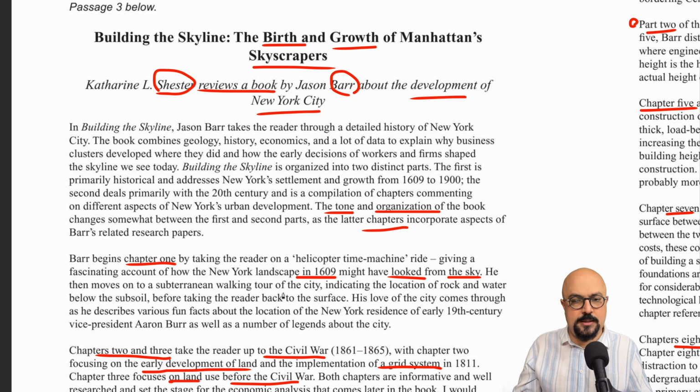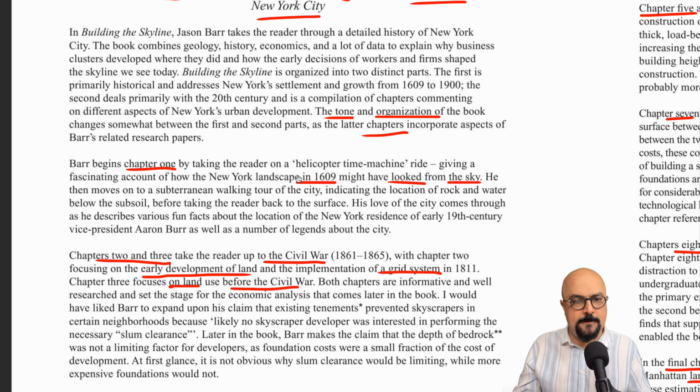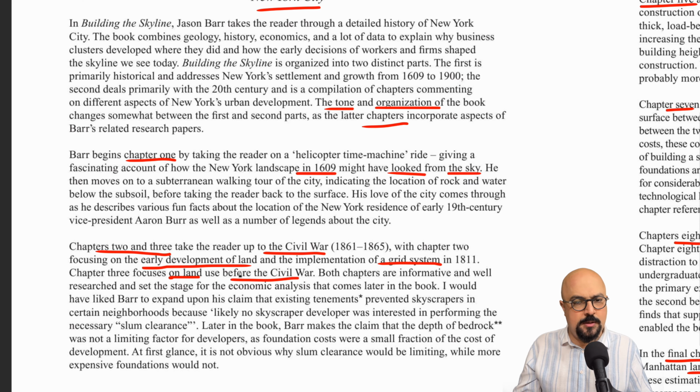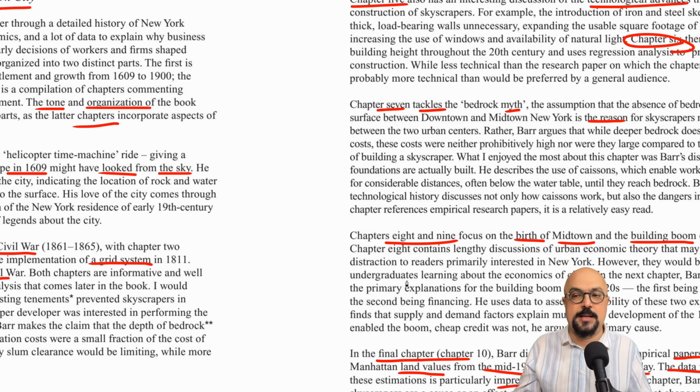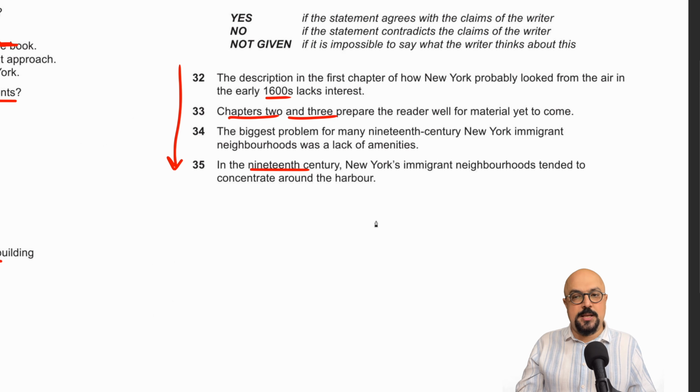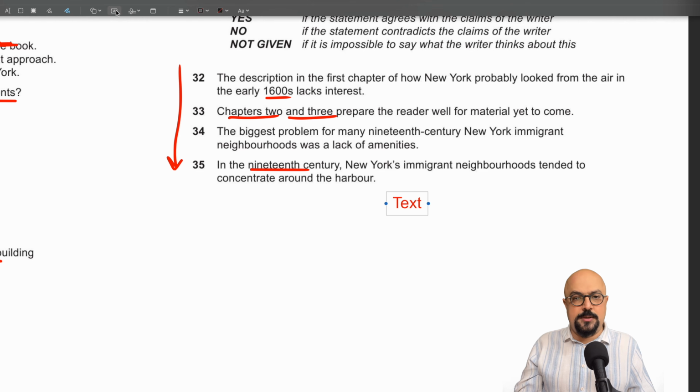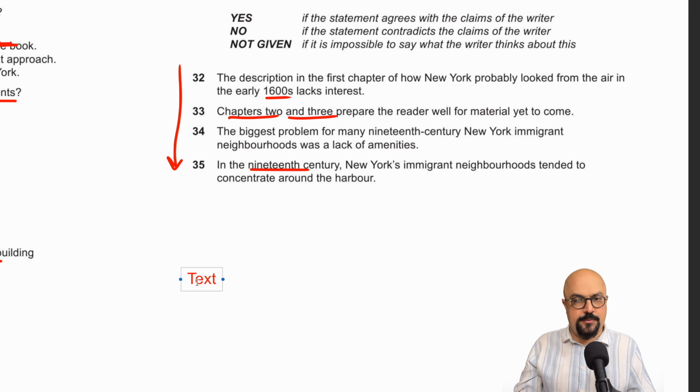And let's look at that again. Okay, both chapters 2 and 3 are informative and well researched. And okay, here's the point: set the stage, prepare the reader for the economic analysis that comes later in the book. Yes, exactly. So we have enough evidence to say with certainty that 33 is a yes. Now we can go back to this or move on.